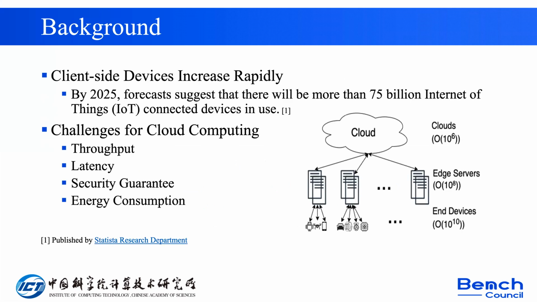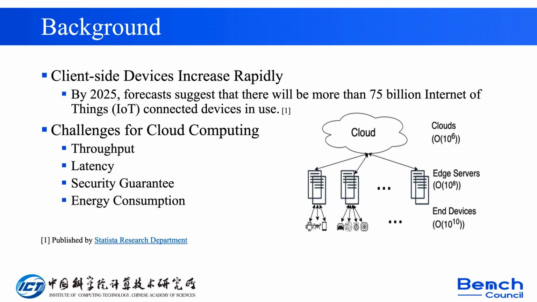By 2025, forecasts suggest that there will be more than 75 billion Internet of Things connected devices in use. With the explosive growth of those client-side devices, the data produced by these devices will be enormous, which makes conventional cloud computing not efficient enough to handle all this data. What's more, using the cloud as a centralized server simply increases the frequency of communication.